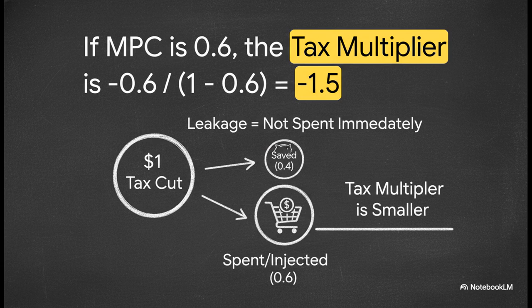Why is that? Well, because when the government cuts taxes by $1, consumers save a portion of that initial dollar before injecting the rest into the economy. Direct government spending, on the other hand, injects the full dollar immediately.